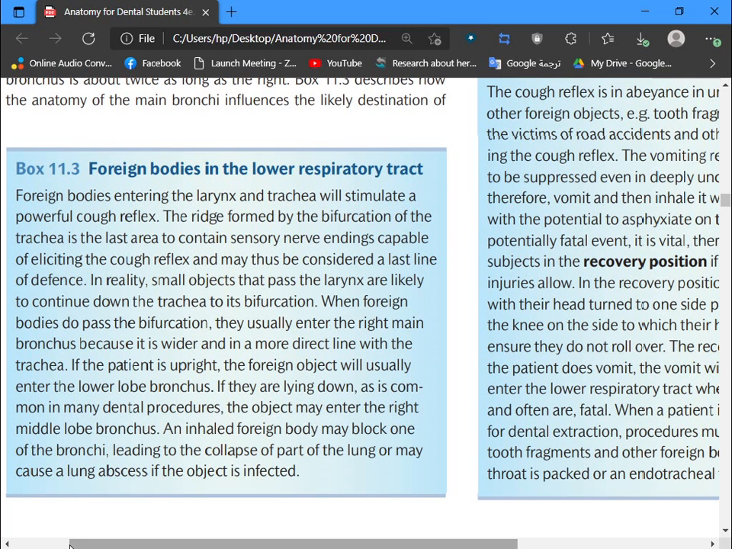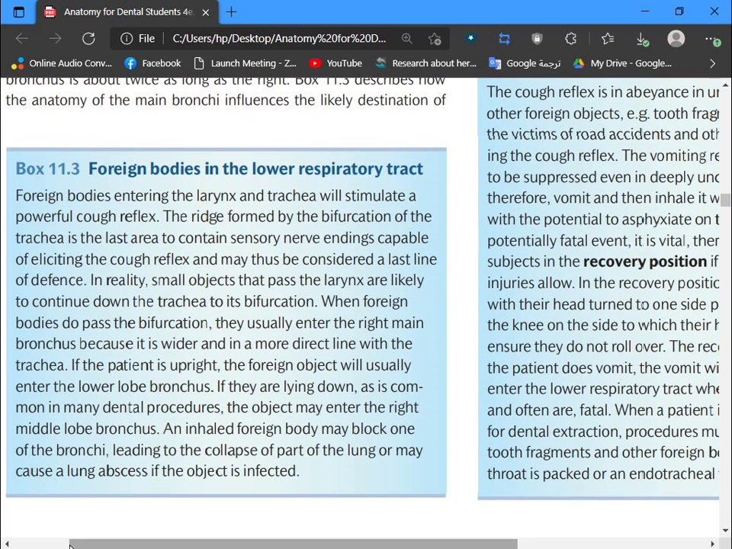Foreign bodies in the lower respiratory tract. Foreign bodies entering the larynx and trachea will stimulate a powerful cough reflex. The ridge formed by the bifurcation of the trachea is the last area to contain sensory nerve endings capable of eliciting the cough reflex and may thus be considered a last line of defense.